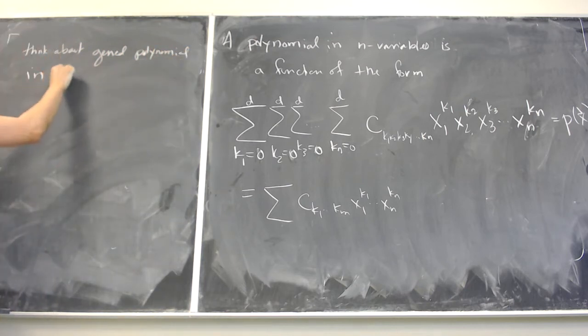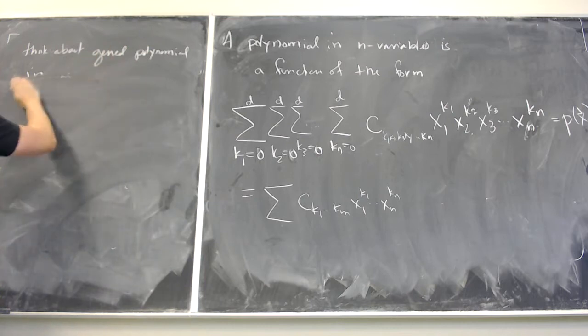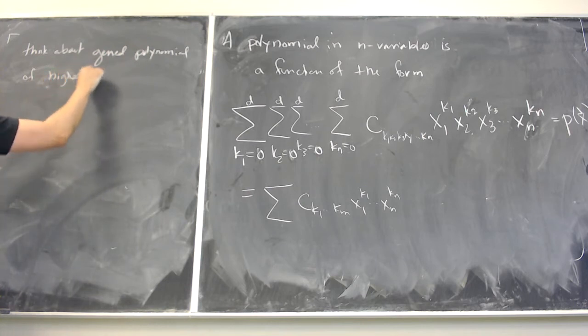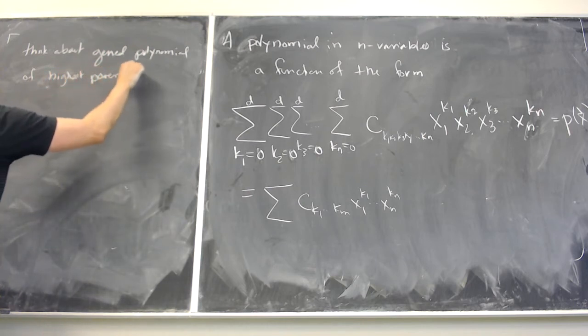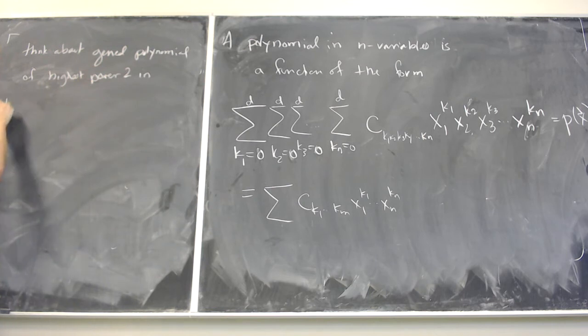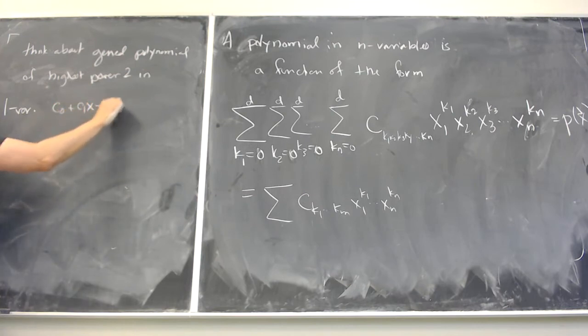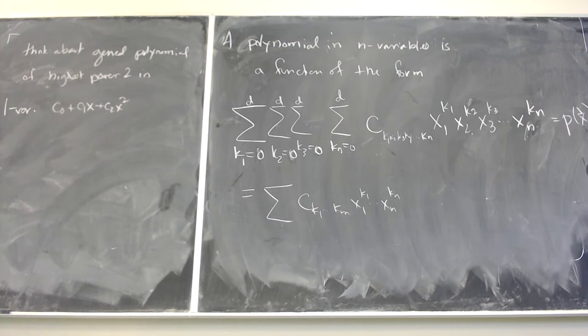Well, in one variable, it's easy, right? So let's say a general polynomial of degree 2, of highest power 2, in one variable. That's easy, right? c0 plus c1 x plus c2 x squared. That's the only one, right? That's every polynomial of degree 2.